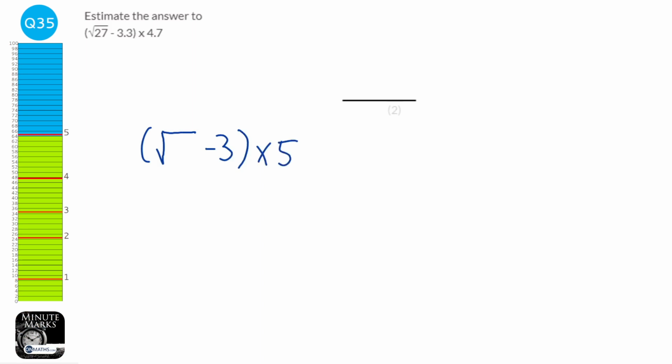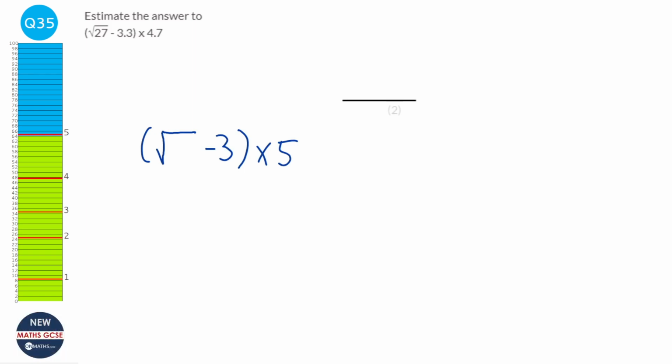Now, the problem with this 27 is square rooting 27 is difficult, especially without a calculator, and estimating should be done without a calculator. But if I round it to one significant figure, that will make it 30. Now 30 is no easier to work out. So square numbers are a bit of an exception. When you've got a square root, you've got to find it to the nearest square number.